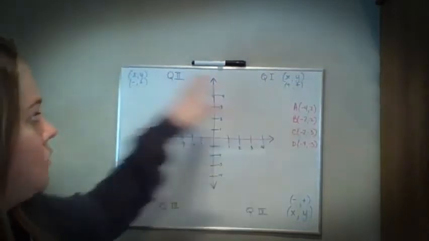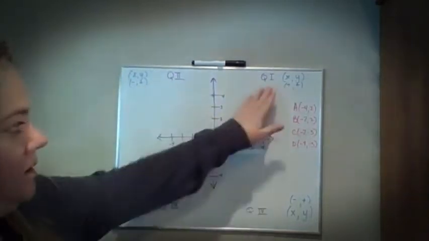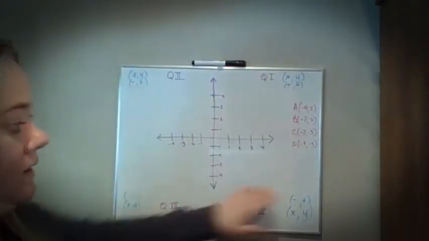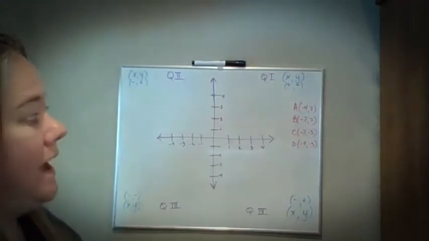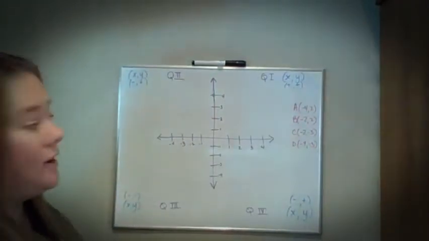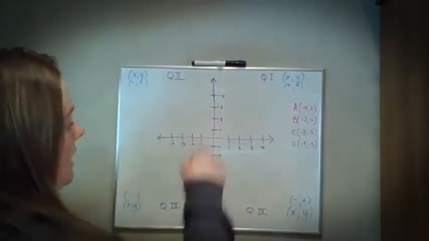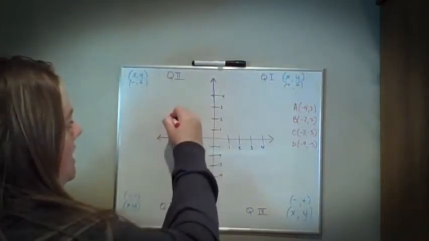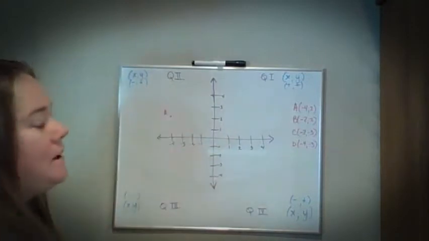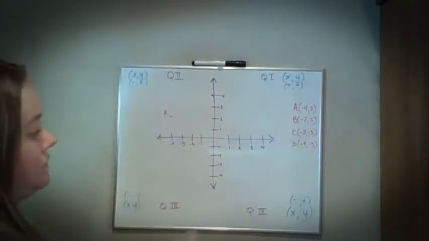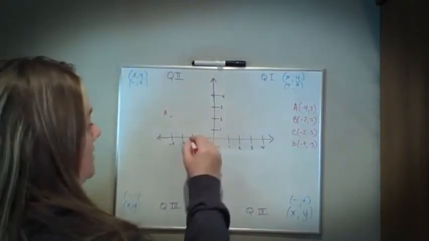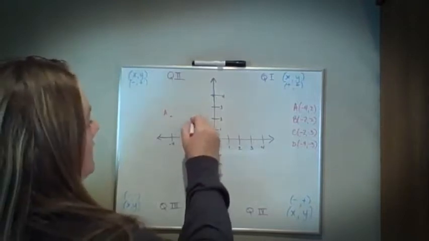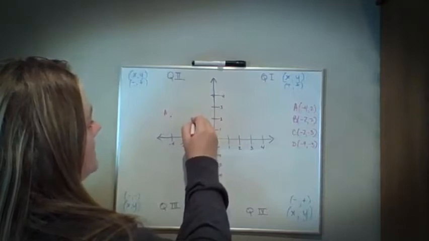So remember, quadrant 1, 2, 3, and 4: positive, positive; negative, positive; negative, negative; positive, negative. So point A is going to be -4 for x, +2 for y. So -4 for x, +2 for y. That will be point A. Point B is -2 for x and +2 for y. Negative and positive is here.